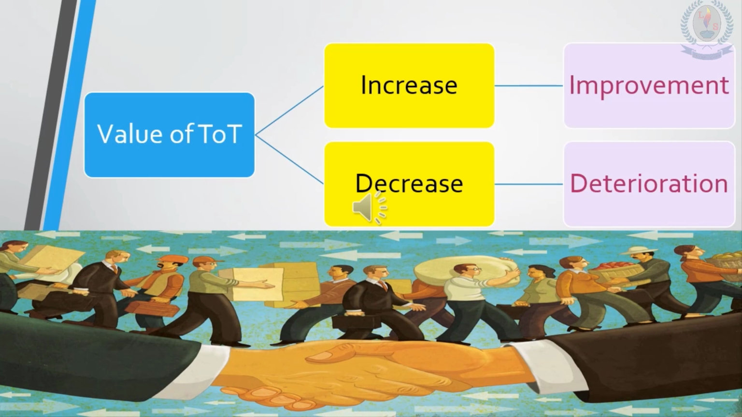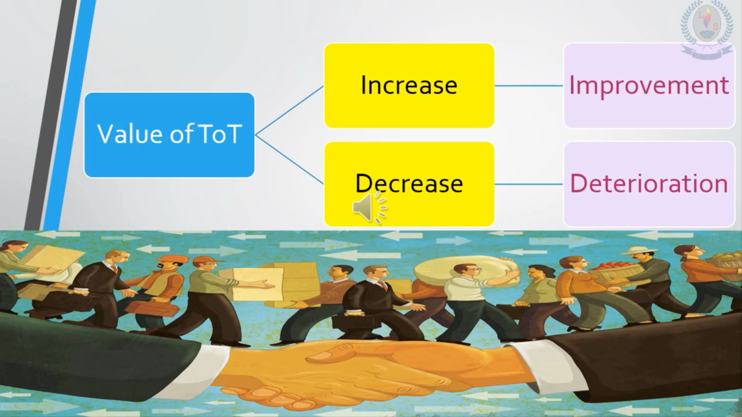Based on the value of the terms of trade index, we can classify it as either an improvement in terms of trade or a deterioration in terms of trade. What do we mean by an improvement in terms of trade? That is when the value of the index has increased, simply when the export prices increase relative to the import prices. So more money will come into the country through exports, because exports are sold at a higher price in the international market.